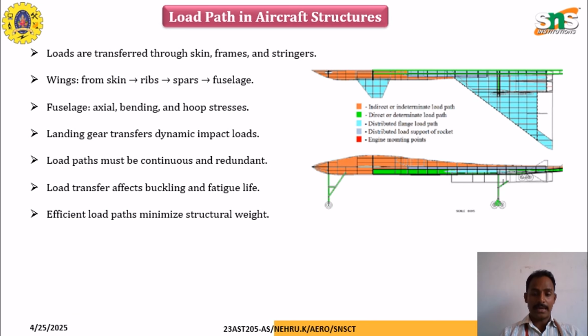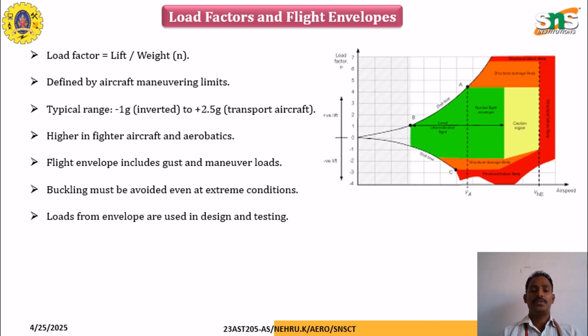The load path in aircraft structures: loads are transferred through skin, frames, and stringers. In wings, they go through the skin, ribs, and spars, and in the fuselage the load will be in axial bending and hoop stress. So the load transfer affects the buckling and the fatigue life of the material, which can be related to the load factor and the flight load envelope.